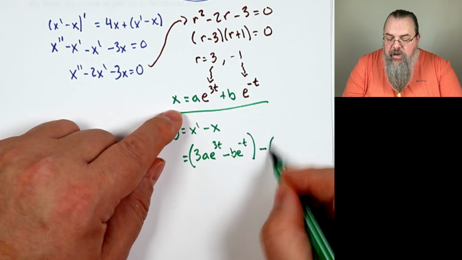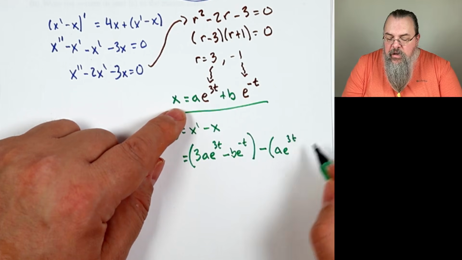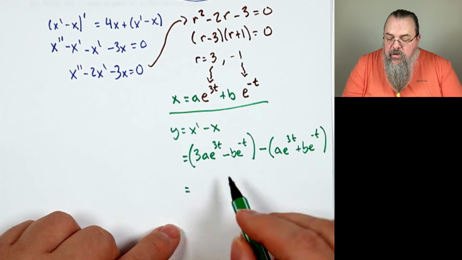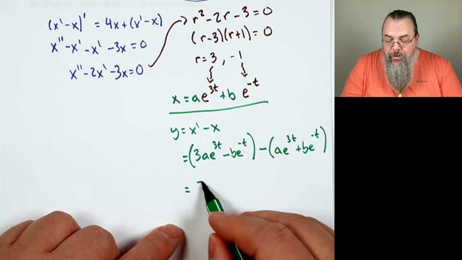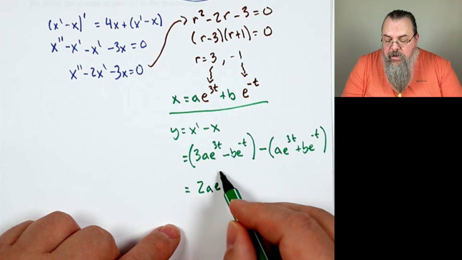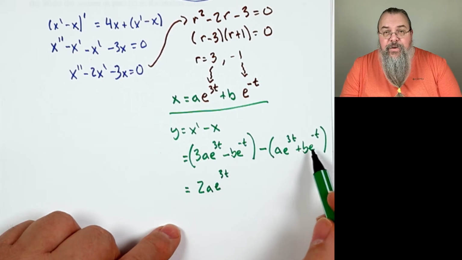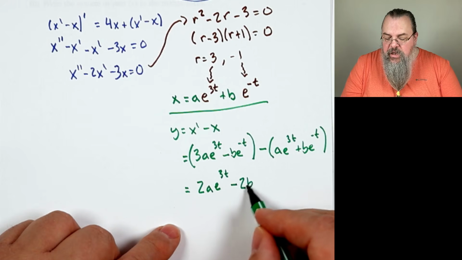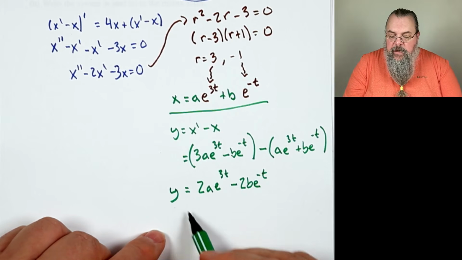Then we minus x, which would be a e to the 3t plus b e to the minus t. And if we do that, we get 3a minus a, 2a, oh yeah, you betcha, 2a, minus b e to the minus t, minus the b e to the minus t, which would make it a minus 2b e to the minus t. And again, there's our y.